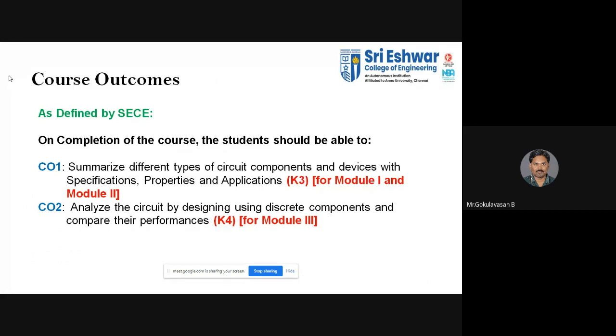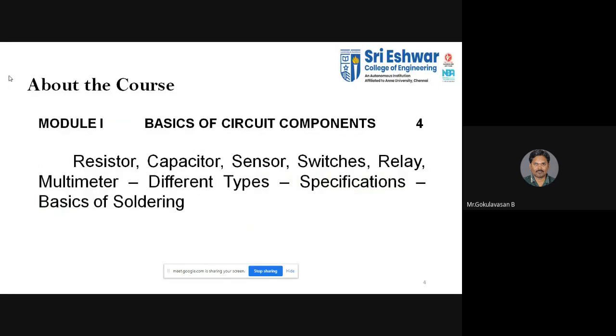As far as course outcomes are concerned, we are in CO1: summarize different types of circuit components. So we are in unit number 1, or module 1. Devices won't come now, because devices we will see in the second module. Summarize different types of circuit components with specifications, properties, and applications. It comes under the K3 level. If I take the same course outcome for devices, it becomes module 2's course outcome. Now it is for circuit components, right? I'll repeat again: summarize different types of circuit components with specifications, properties, and applications. This is the actual course outcome, and this is the module: basics of circuit components.